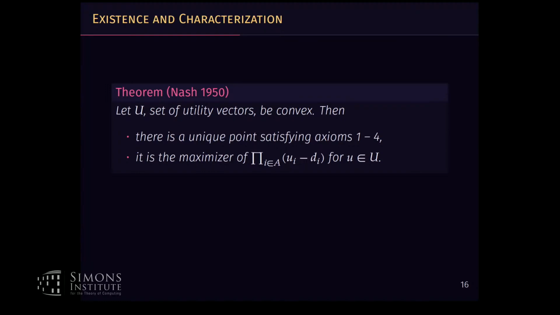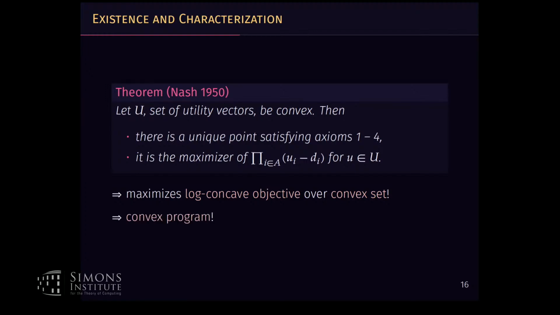Now, why is this interesting to me as a computer scientist? Well, the reason is that this is inherently a polynomial time thing, because you're maximizing a log concave objective over a convex set. Meaning that if you take the log of this, you're maximizing a concave function over a convex set, and that's a convex program. And there are many practical and theoretical results for solving convex programs.